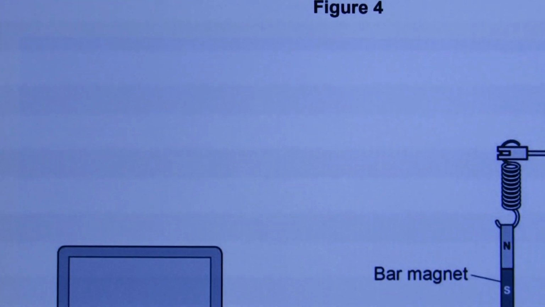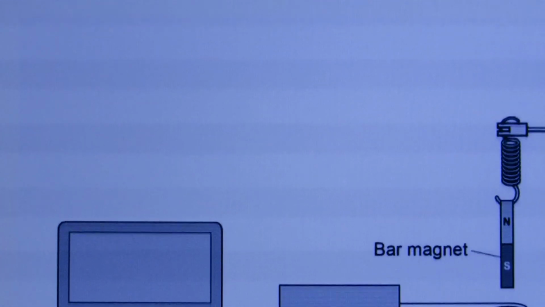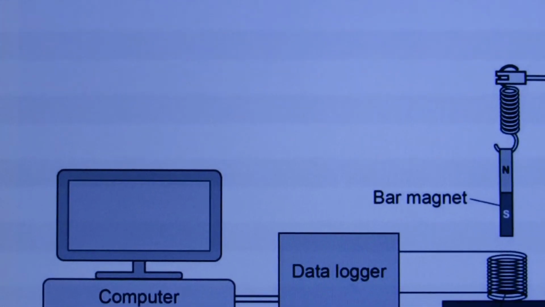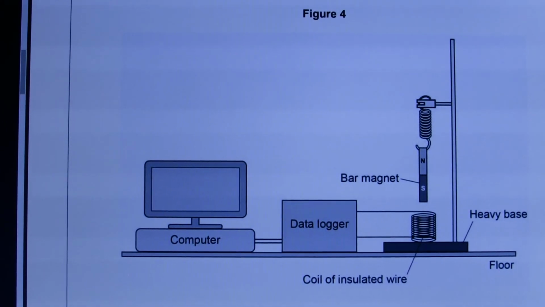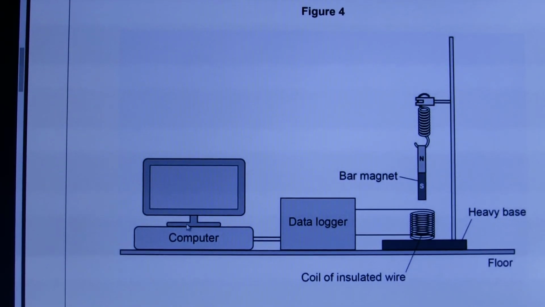Figure 4 shows a simple seismometer made by a student. I'm glad it was made by a student, and I'm really glad we know it was made by a student. Heavy base on the floor, data logger, computer, coil of insulated wire, bar magnet, spring. Right, what's happening here is a bar magnet is suspended above a spring. I'm sorry you can't see that because I forgot to zoom back out. There we go. A bar magnet is suspended above a spring which is connected to a data logger which is connected to a computer. The spring is mounted on a heavy base on the floor, but the coil is mounted on a heavy base on the floor.